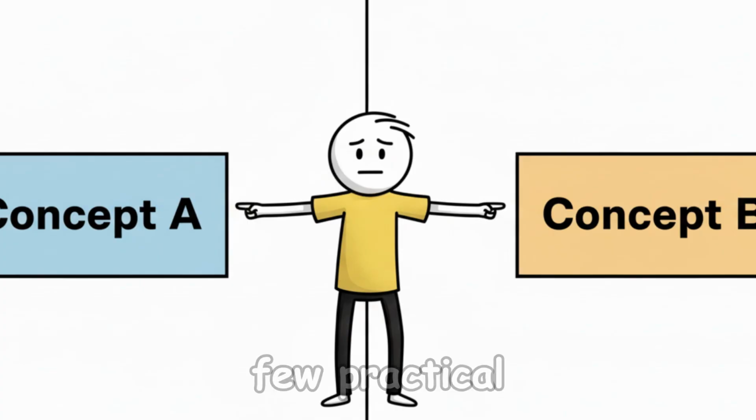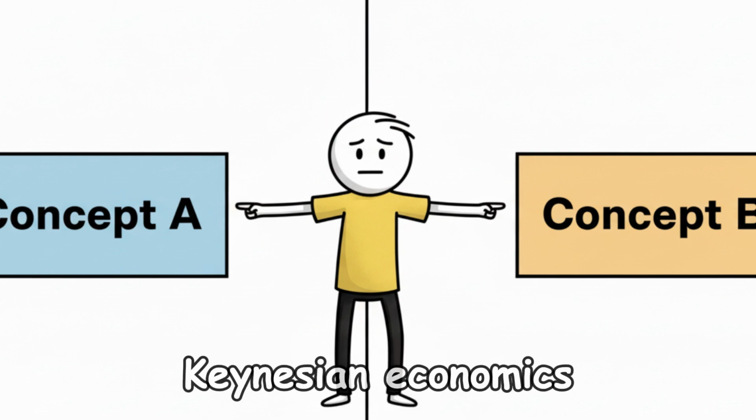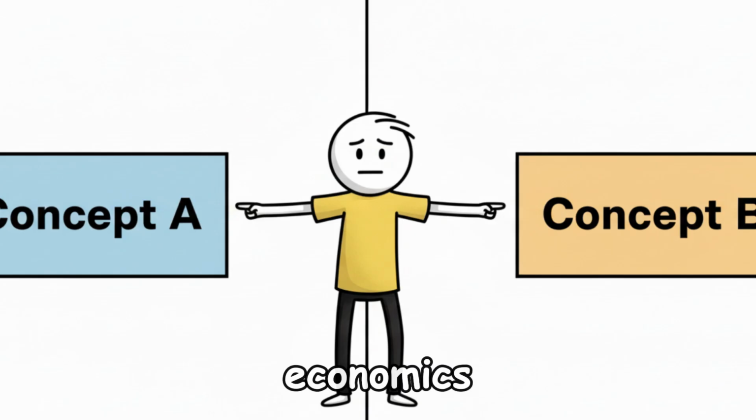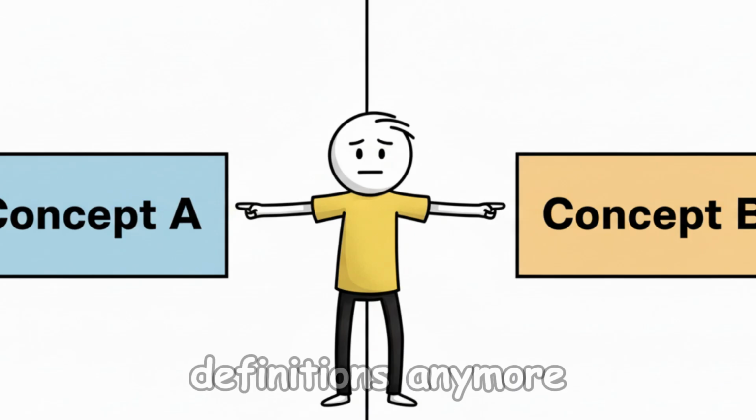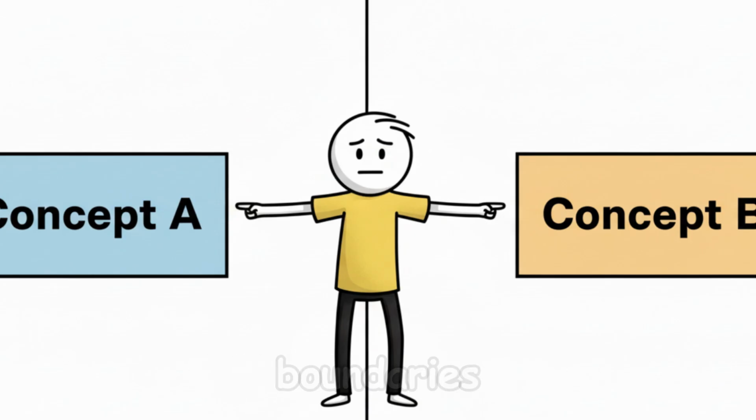Let's break this into a few practical ways you can use it. Instead of studying one concept deeply before moving on, put two related ideas next to each other. For example, photosynthesis versus respiration, Keynesian economics versus classical economics, active recall versus passive rereading. Ask, how are these not the same? When I started doing this, something clicked. I wasn't just memorizing definitions anymore. I was building mental boundaries. And boundaries are what memory sticks to.